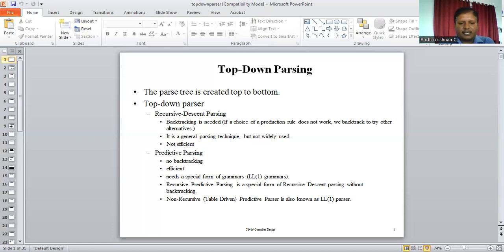E dash with dollar: E dash will be epsilon. So finally the top of the stack is dollar, and the end of the input is also dollar. Finally dollar matches, so the input is accepted. In this way the input is parsed. This is the way of constructing the LL(1) parsing table and producing the output. That's all about LL(1) parser or predictive parsing table construction. Thank you.